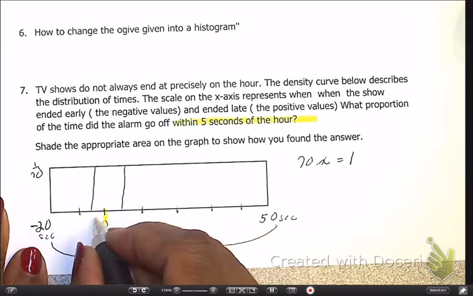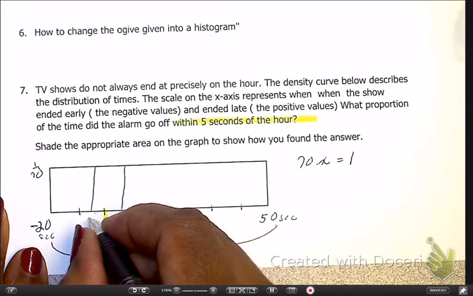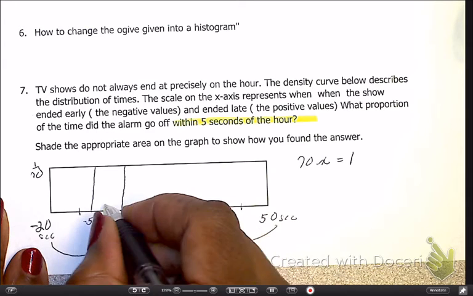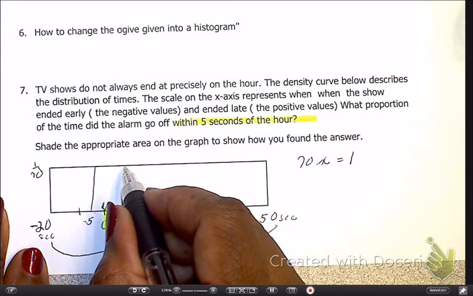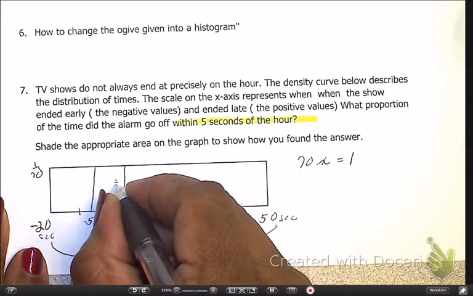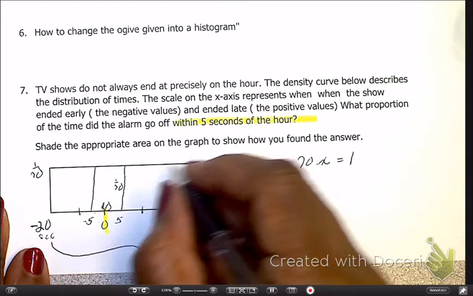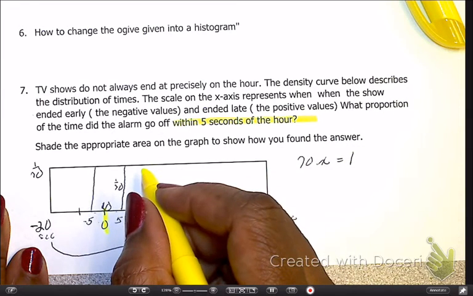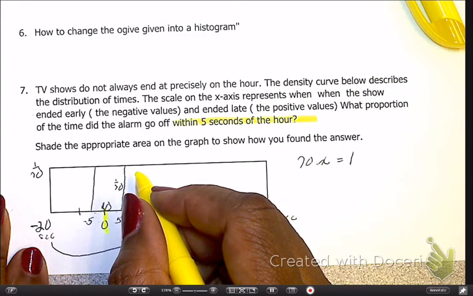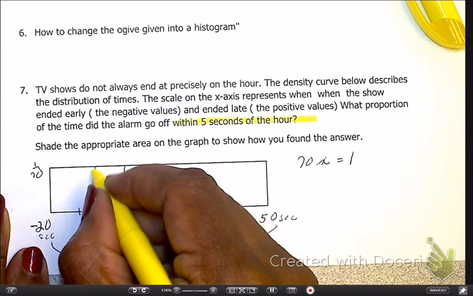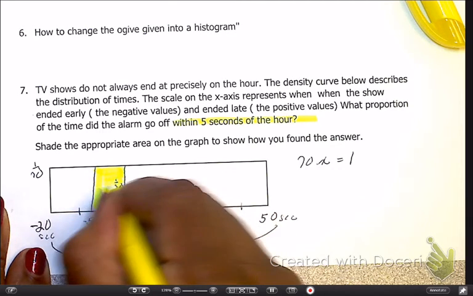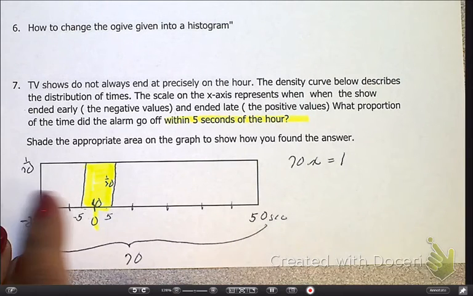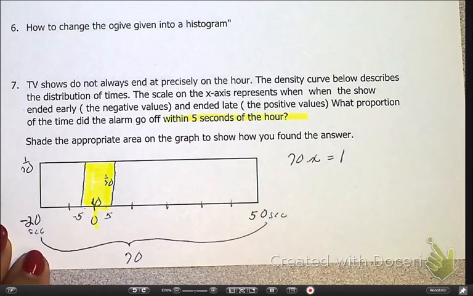So this is a -5, and that is a +5. The distance from here to here is 10, so now I'm just going to go 10 times the 1/70, as I use an area model, and that gives me the area that I'm about to highlight right now to be 1 over 7. So I've done 2 things. I have shaded the appropriate area, and I have answered the question.